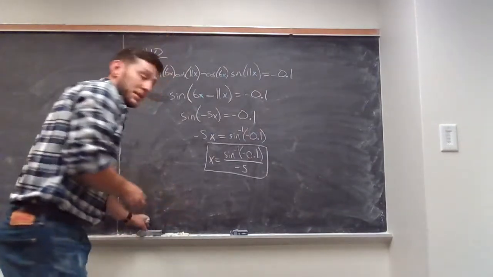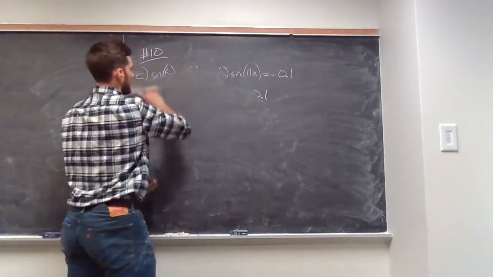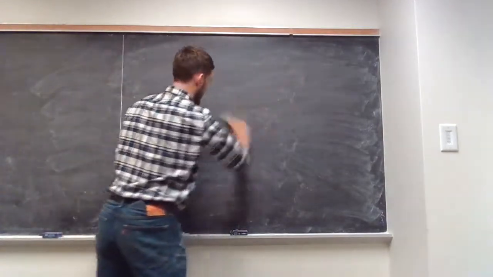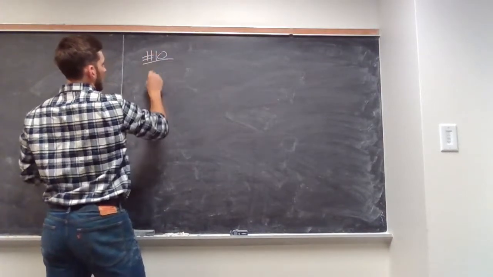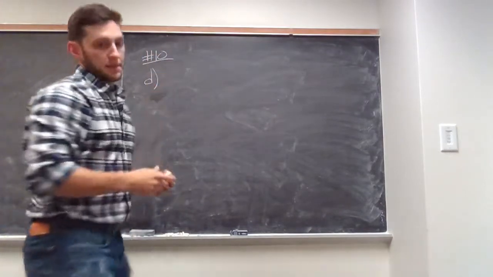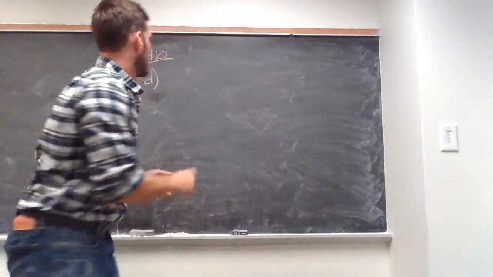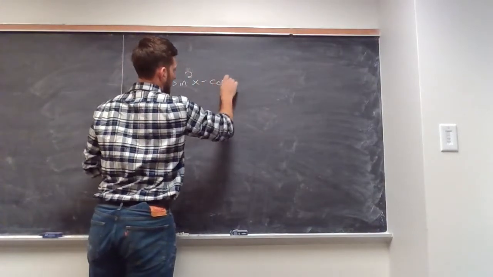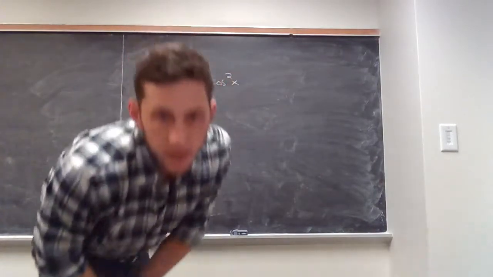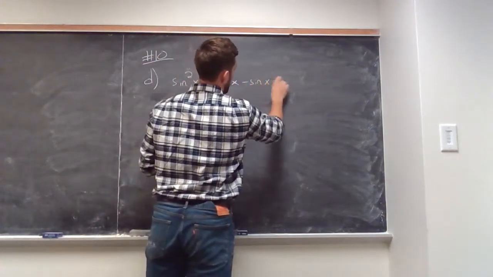Let's look at the last problem on the review. I keep erasing number 10. I don't know why. Number 10, part D. Allow me to copy it down real quick. This is sine squared of x minus cosine squared of x minus sine of x equals 0.